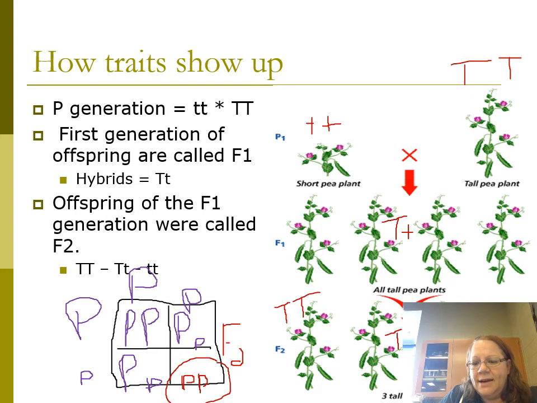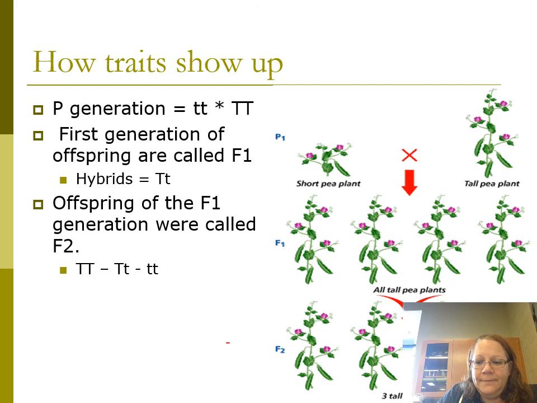And this is, like I said, how traits can skip generations, how you can have traits that your grandparents have, but your parents do not, because if they are recessive, they can literally hide in your parents' genes and then pop back out. Okay?